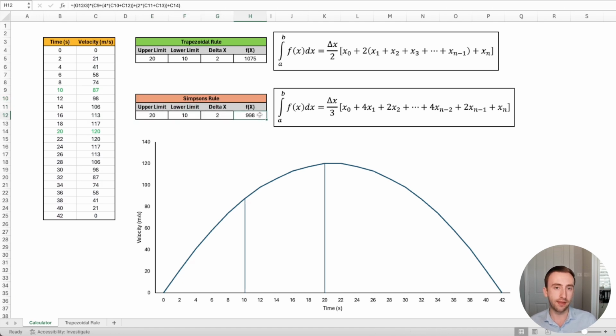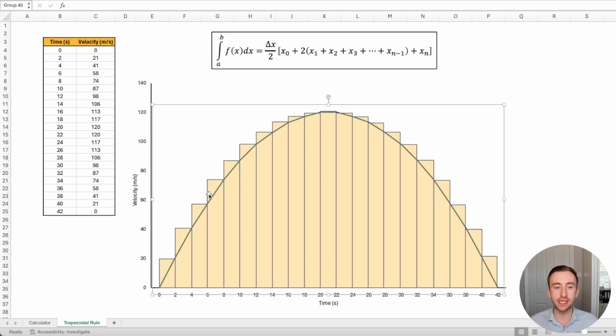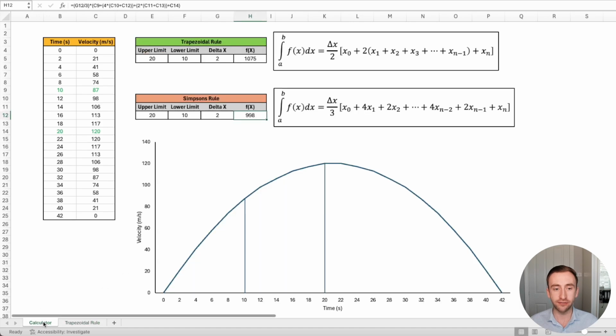And so we would say that the area under the curve for this particular section is 998 rather than 1075. You might be saying, well, how can we visualize that? So if we come to the trapezoidal rule, which is like so, then if we were to put in the number of strips for the entire system, we can see that for each thickness of 2, in order to encompass the area under the curve, we have a lot of overshoot on the trapezoidal rule. So if we were to add up all of these sections, that's what would give us the difference between the 1075 and the 998.